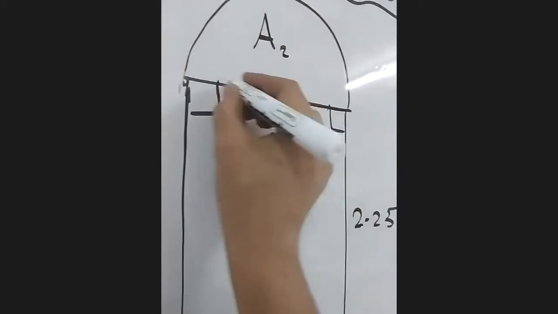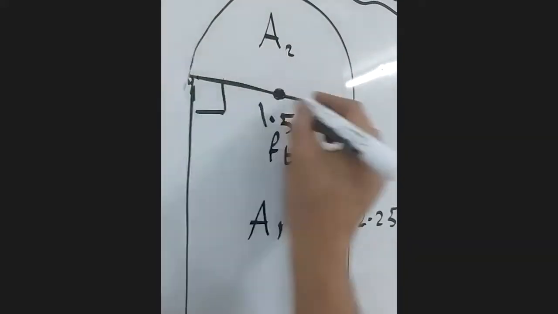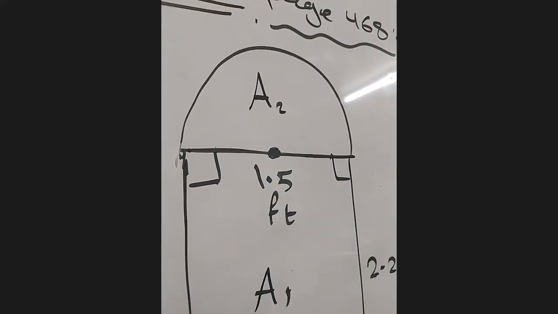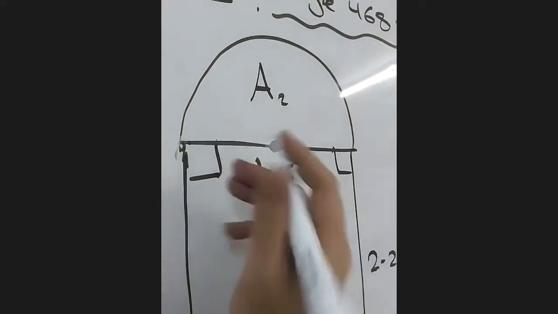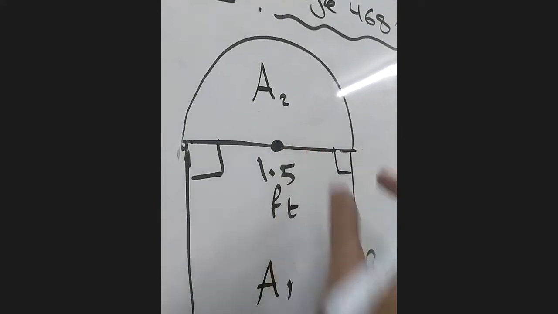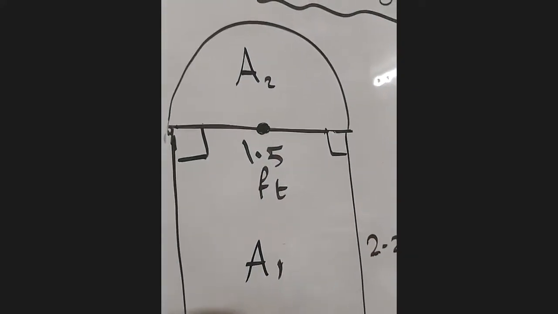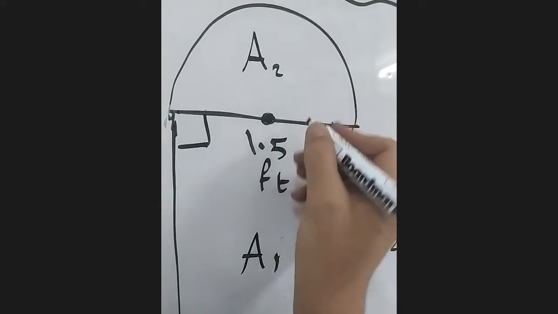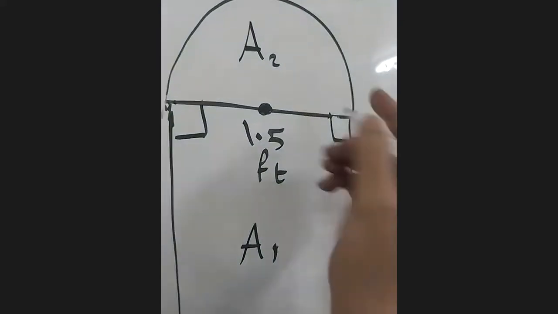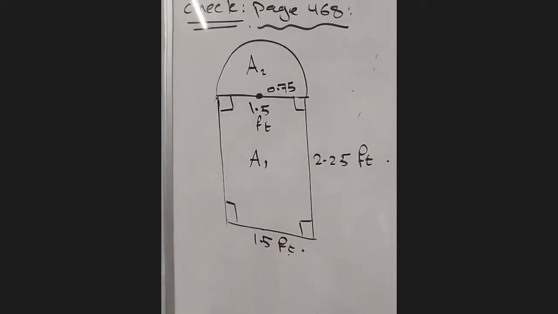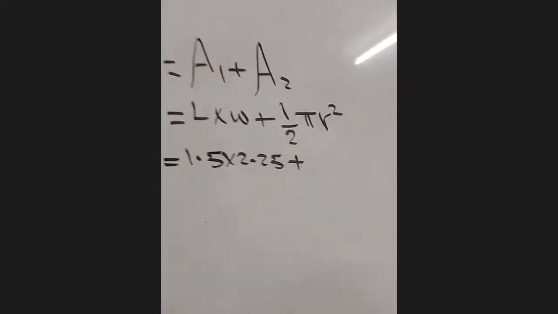Yes. But the radius here is not given. The given is this line. Do you know what this line is? What do we call it for the circle? Diameter. Exactly. We call it diameter. If we have the diameter 1.5, do you know how much the radius should be? If we divide it by 2. So the half of the diameter is the radius. So 1.5, if you divide it by 2, it will be 0.75. Got it?